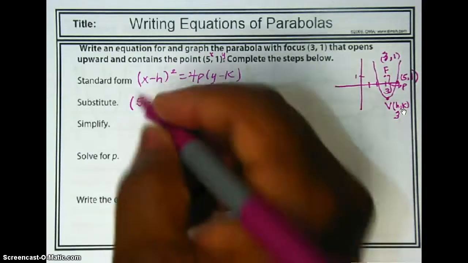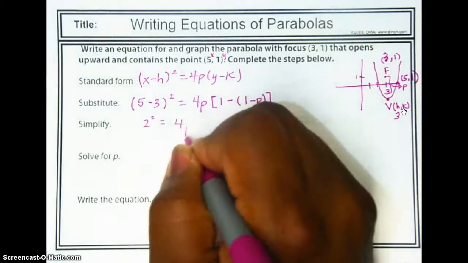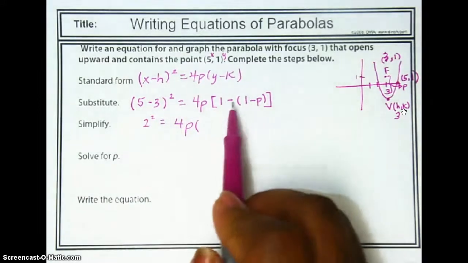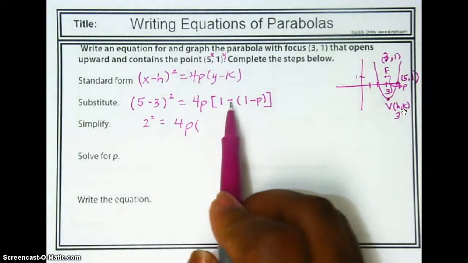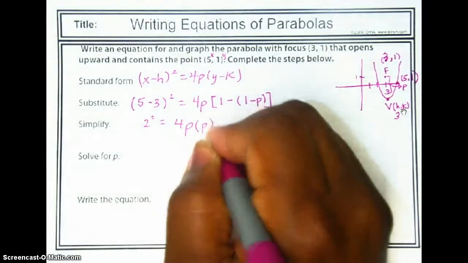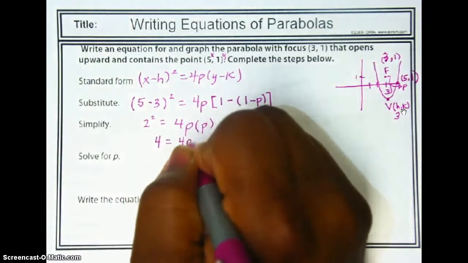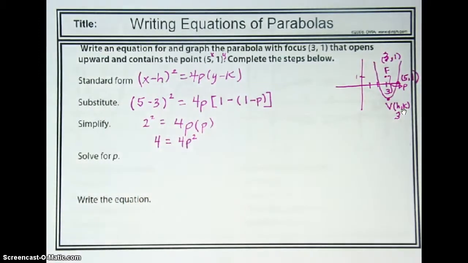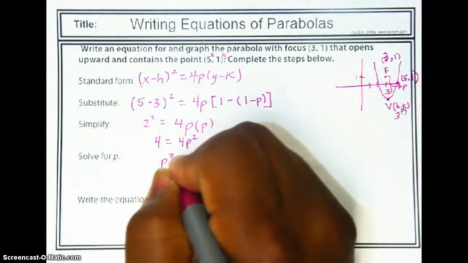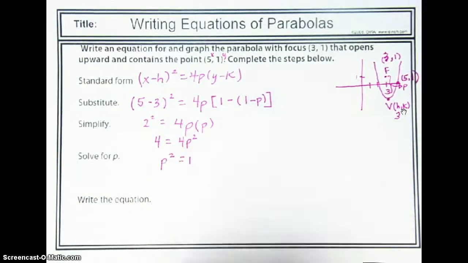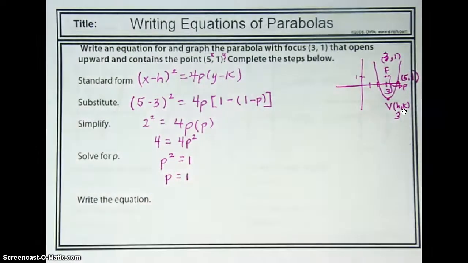Now I'm going to simplify this. 5 - 3 is 2, so this is 2 squared. 4p doesn't change at all. But if I subtract 1 minus the quantity 1 - p, 1 - 1 is 0, and 1 minus negative p is just p. So I have a statement that says 4 = 4p squared. Now I need to solve for p, so I can find out what that distance is. If 4 = 4p squared, then p squared is 1 after dividing both sides by 4, and so the value of p is 1.